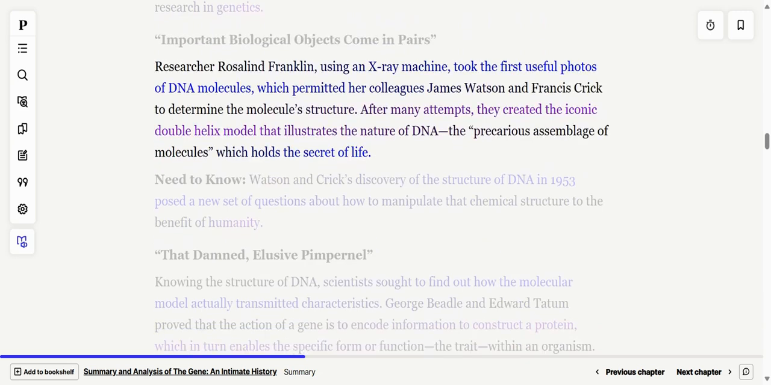Need to know: Watson and Crick's discovery of the structure of DNA in 1953 posed a new set of questions about how to manipulate that chemical structure to the benefit of humanity.